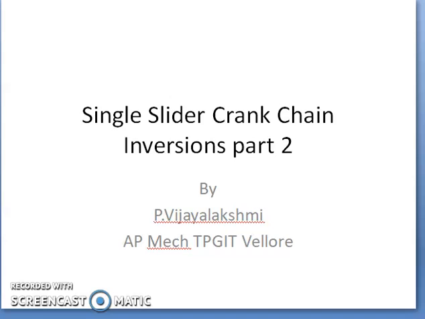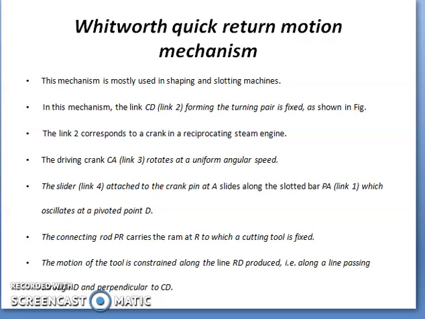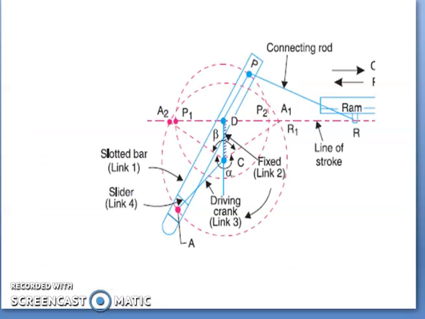So we have already discussed the cam and slotted lever quick return mechanism. We will discuss one more quick return mechanism, which is called the Whitworth quick return mechanism. This is mainly used in shaping and slotting machines. In this mechanism, the link CD forming the turning pair is fixed.